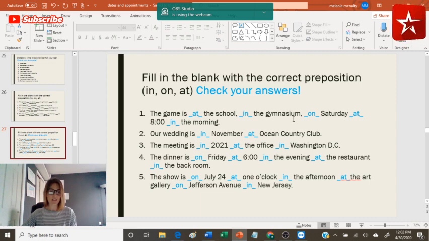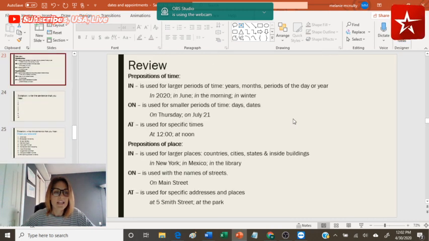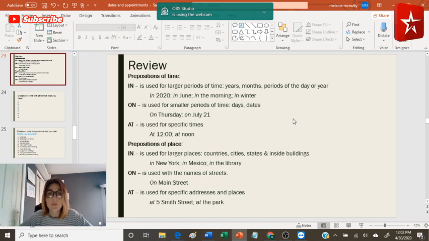Okay, we'll give another minute for everyone to get back. And then I'll pull up the review page in case you want to write down these rules for these prepositions. You might want to just jot that down so you have it someplace.